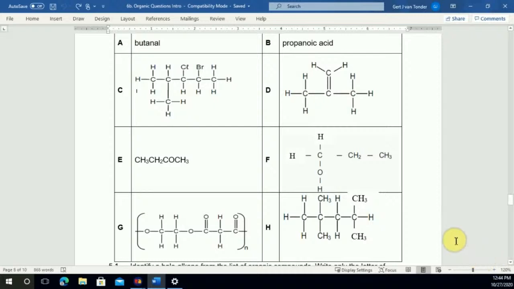When I look at the list that we've been given, I immediately see that for C, there's a chlorine and there's a bromine, and these are all single bonds, so that is a haloalkane. So the answer there is C.